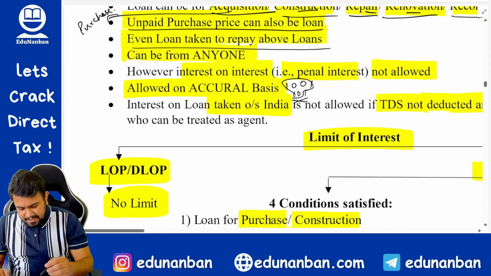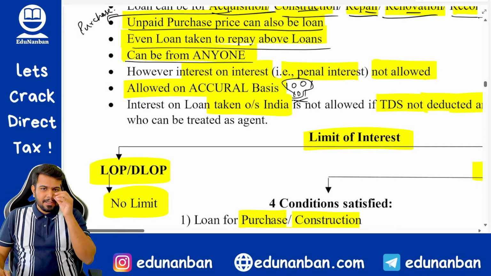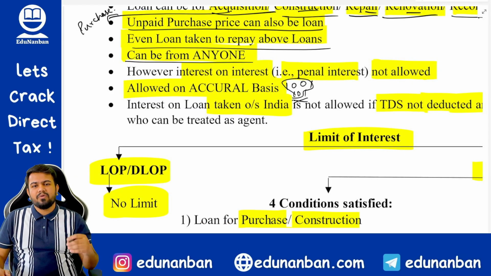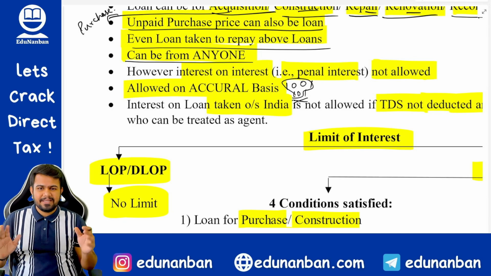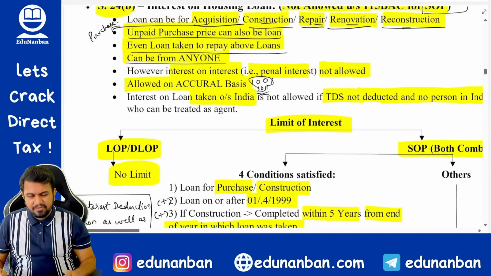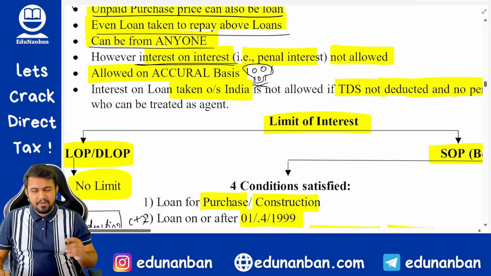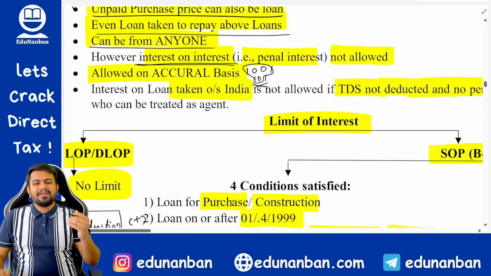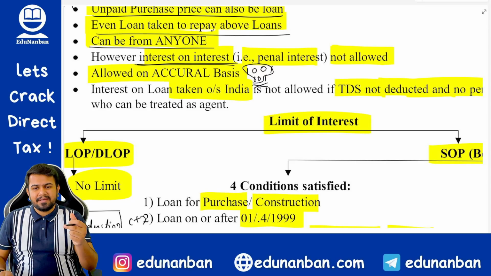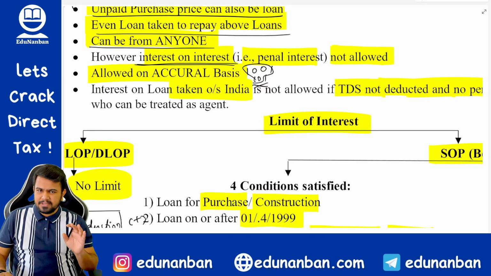Next, sir, can I only take loan from banks? Answer is no. You can take loan from your friends also, relatives also, anything is fine. Interest will be allowed as deduction. Next, sir, what is interest on interest? For example, if you have paid the loan late, you have to pay some extra interest or penal interest. This penal interest will not be allowed as deduction.